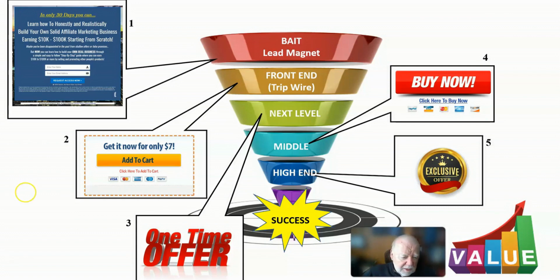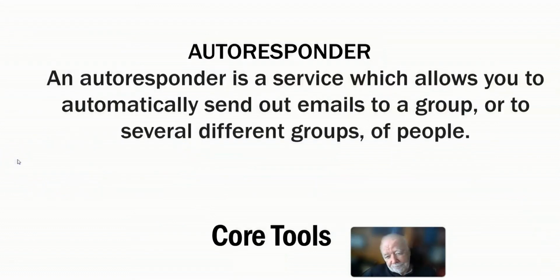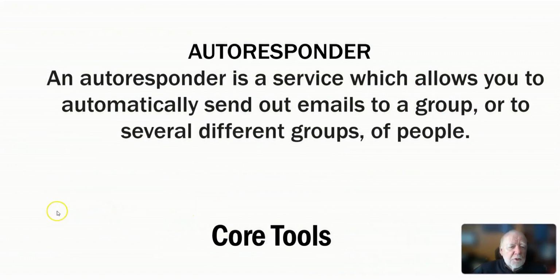So the next tool I'd like to talk about is an autoresponder. I'm going to move this back over so I can adjust that. So, an autoresponder, like it says here on the screen, is a service which allows you to automatically send out emails to a group or to several different groups of people. Essentially, you write one email to a specific group on your list, and then that email will be sent out to everybody on that list that meets a certain criteria.